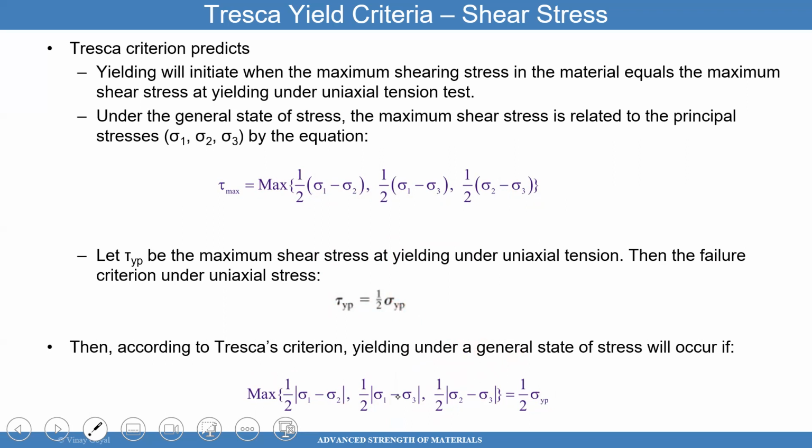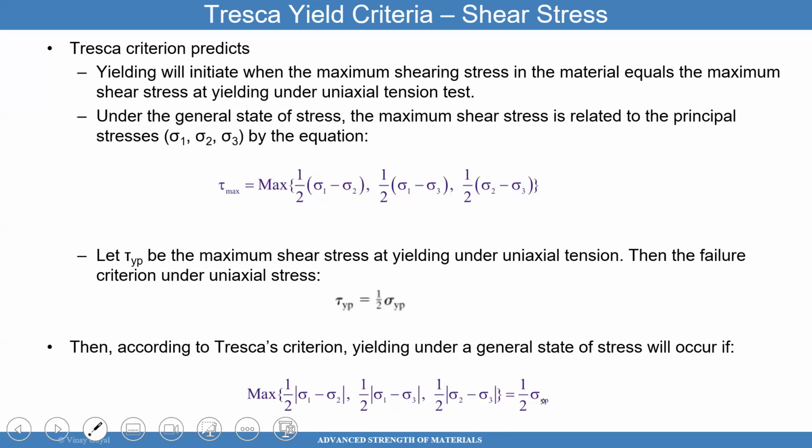And so what you can do then is apply loading to the structure, increase the loads to the point where the max shear stress due to the problem you're trying to solve is equal to 1/2 the yield of the material, pretty much. So that's how you will deal with this criteria.